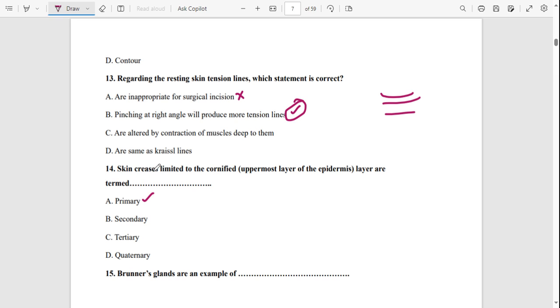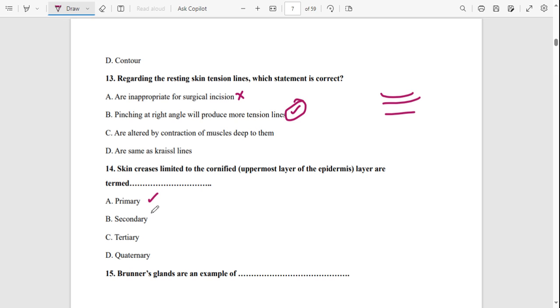Skin creases limited to the cornified or the uppermost layer of the epidermis are termed as the uppermost layer, which is the stratum corneum. When you look at these skin creases, these are just lines which we are able to see on the skin. The primary skin creases are the ones you see just on top of the skin layer. So that is the primary.